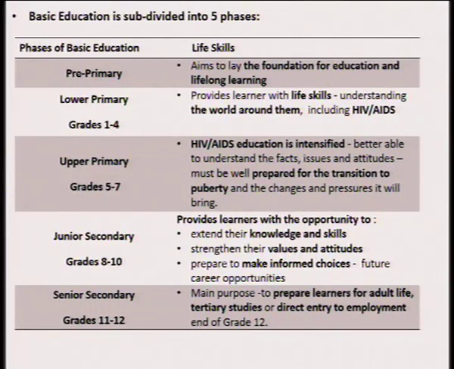In the lower primary, which is grades 1 to 4, the learner is provided with the life skills, talking about the world around them to create a better understanding, and they also start touching upon HIV/AIDS education. In the upper primary, grade 5 to 7, the HIV/AIDS education is intensified because now the learner is better able to understand the facts, the issues and the attitudes, and we are preparing the learner for the transition to puberty and the changes and the pressures that will bring.